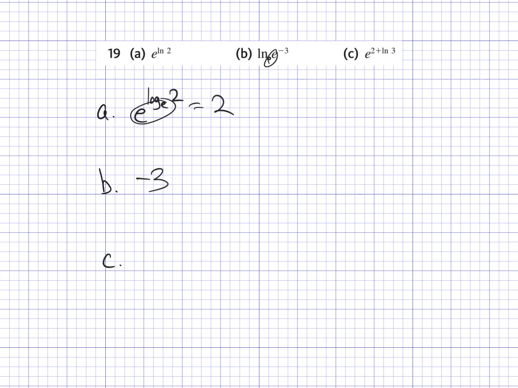And C, we have addition in an exponent, so separate it and make it multiplication of the same base. And so we have e squared here. And the natural log again is base e. So since those are the same, that's 3. So we would write this as 3e squared.